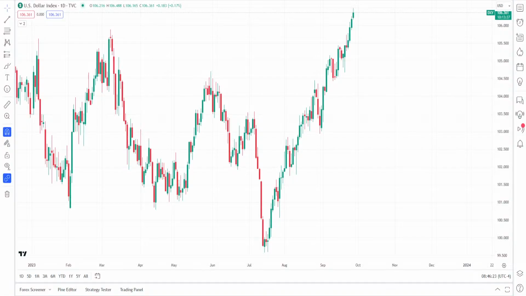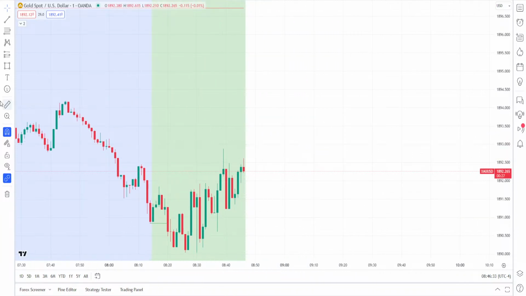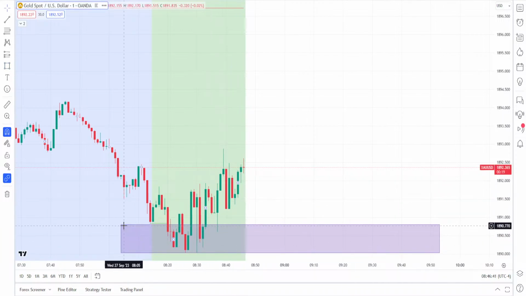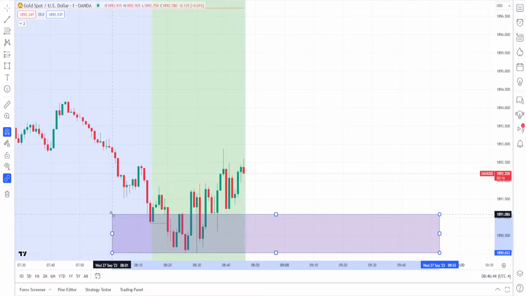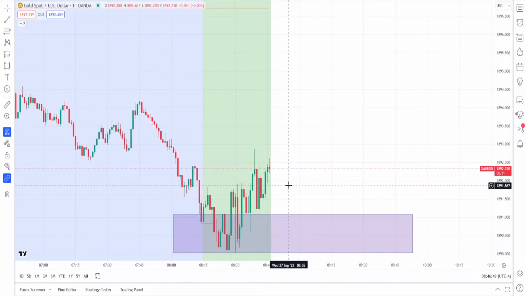Let me see. Okay, we have the DXY going up. It's starting to reverse now, so gold should give us something. What I would like to see is gold retest this area right here. If it gives us an engulfing in this area here, we could still take the trade, preferably by 9:10. So in about another 15 to 25 minutes we're going to know if we're going to get a trade today.